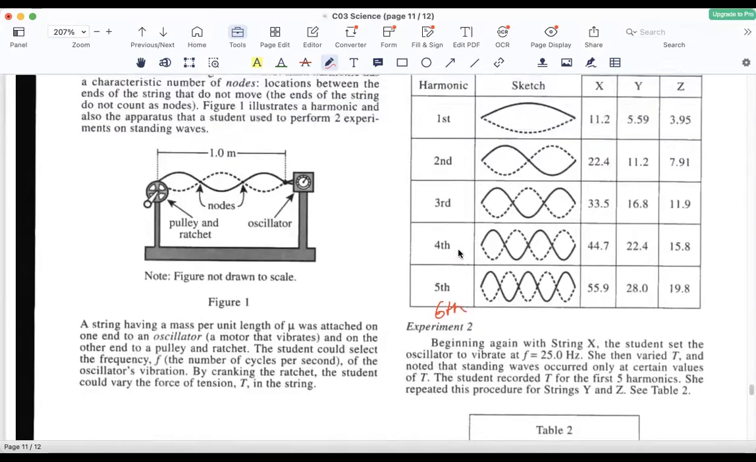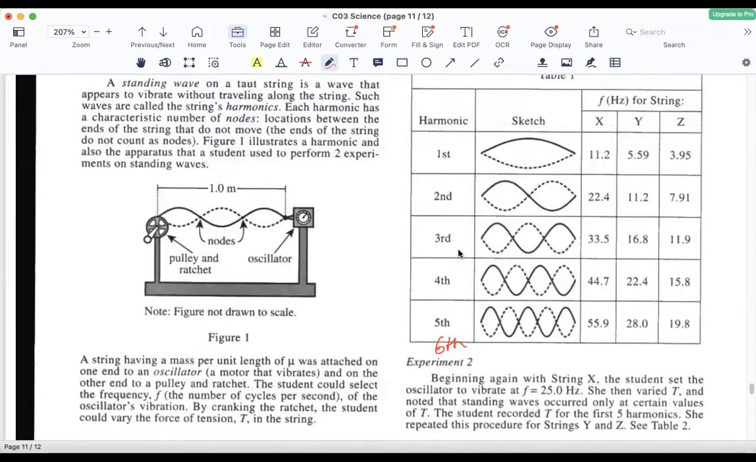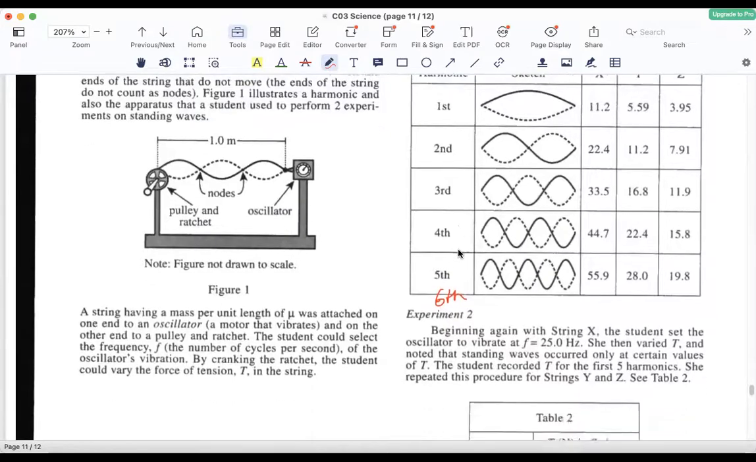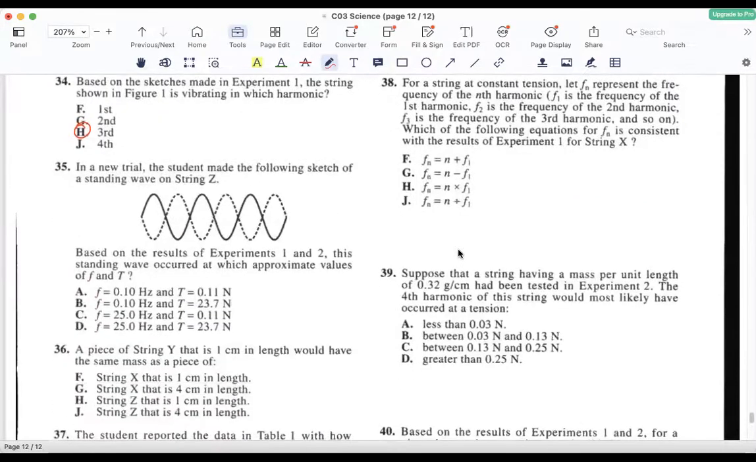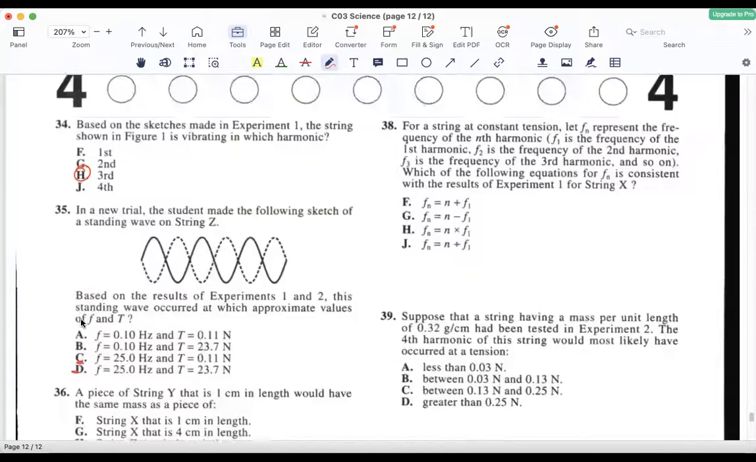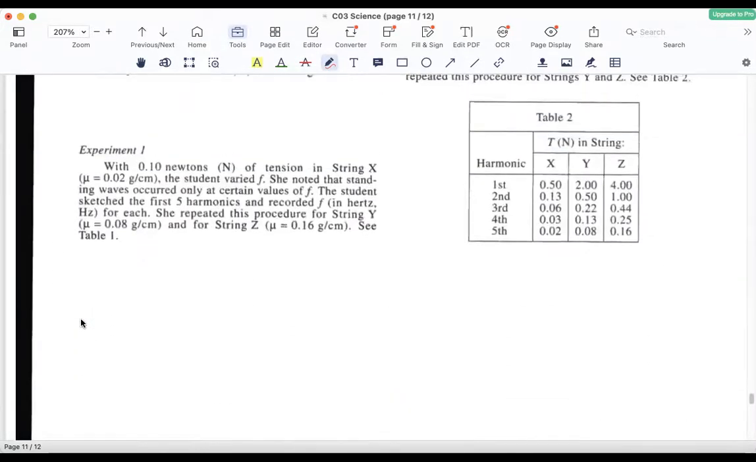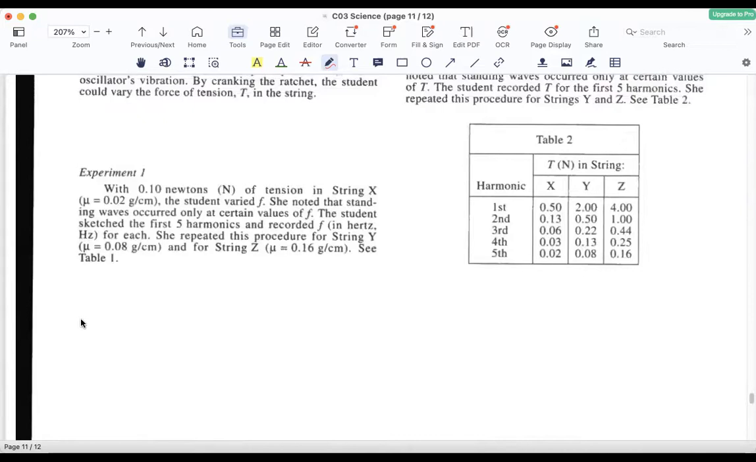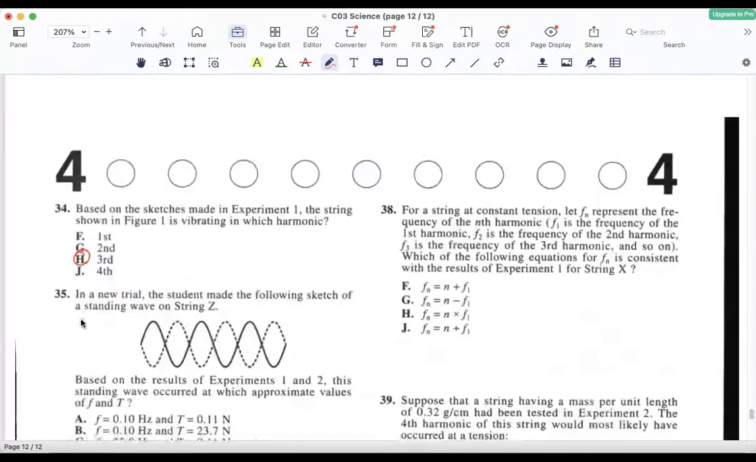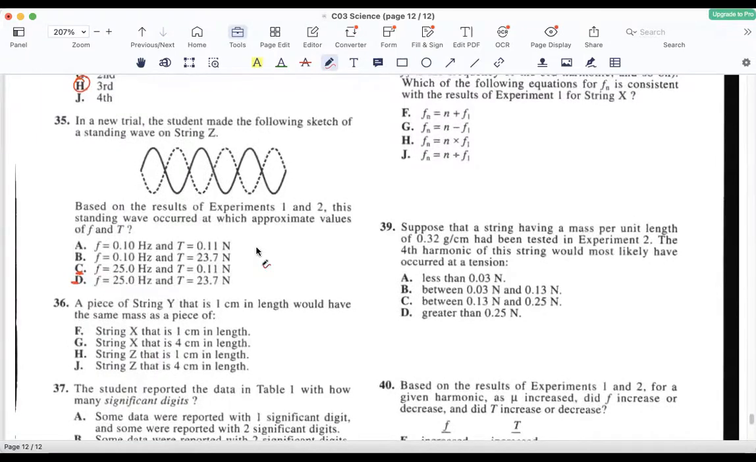right? And for Z, you would obviously have to increase the frequency more than 19.8. So it would have to be C and D. And what about the tension? For the tension, it would be 0.16, so it would have to reduce further. So it would have to be less than 0.16. So it would be C.